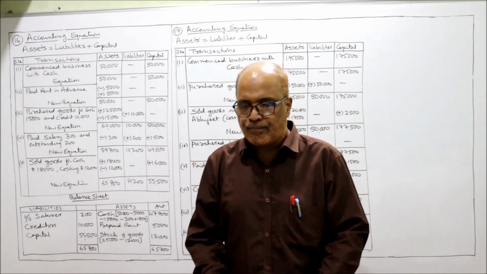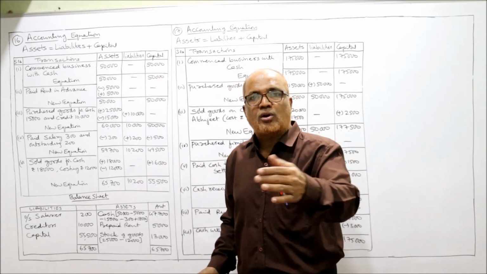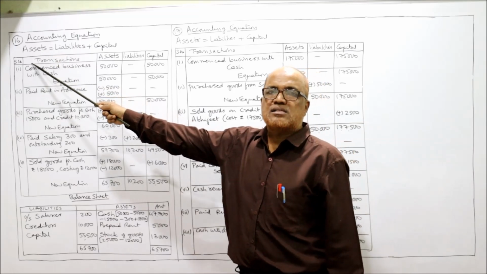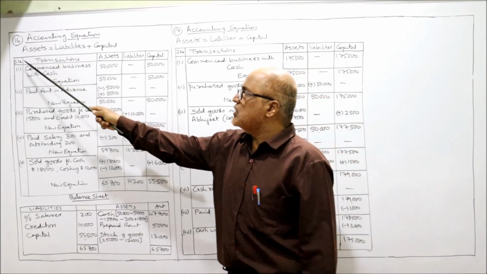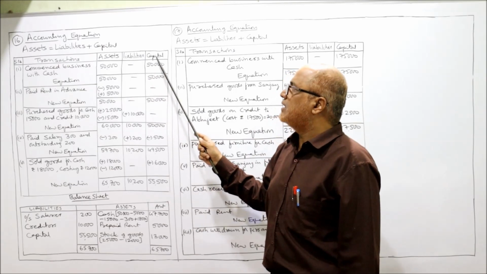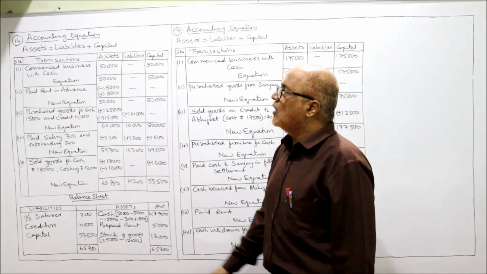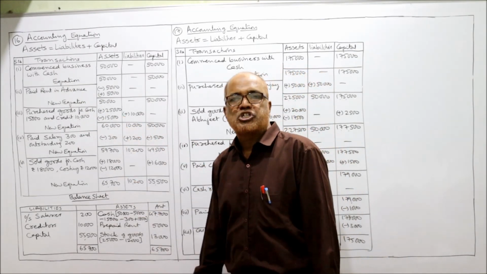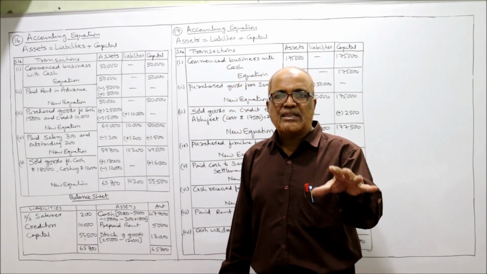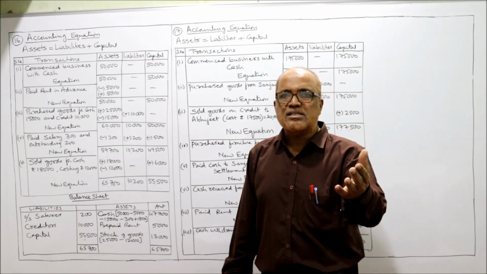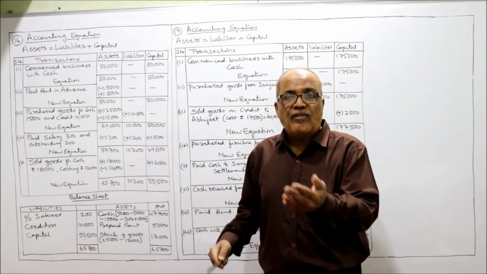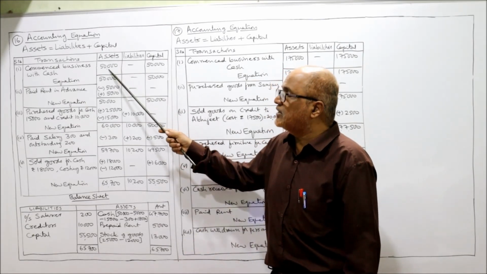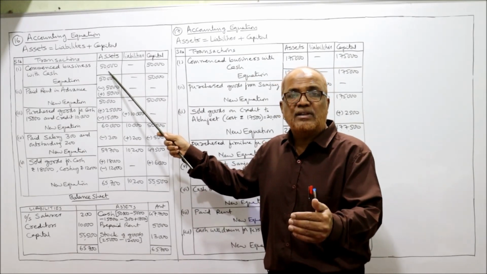The first transaction. So how am I showing the effect of this transaction on assets, liabilities and capital? The accounting equation is assets is equal to liabilities plus capital. Now serial number, transaction, assets, liabilities, capital. This is the format I have prepared. Now the first transaction. In the problem it is given: commenced business with cash. What is the impact of this transaction? Cash is coming in. When cash comes in, our assets will increase. So on the asset side, 50,000 rupees, assets increased because we received the cash.